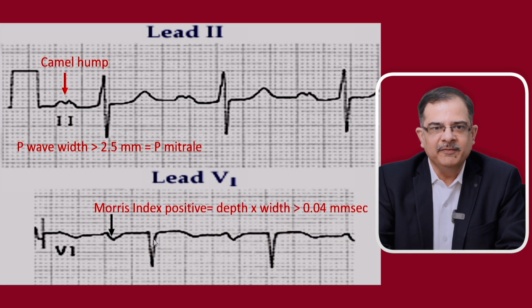While in lead V1, when we look at the negative component of the P wave, we will multiply the depth with width. So if it is coming to be more than 0.04 mm per second, this is known as Morris index positive.